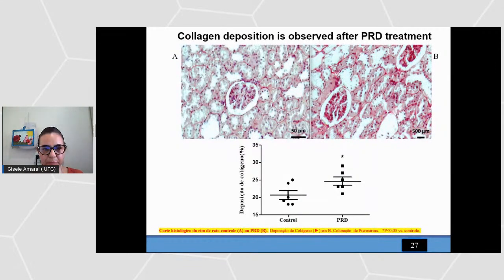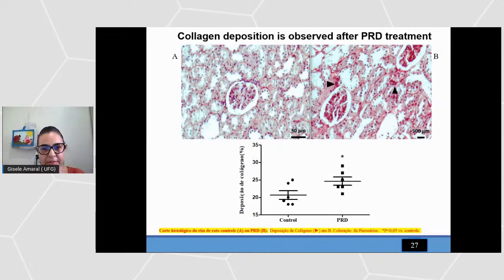It was also possible to verify that the animals treated with prednisone presented an increase in the deposition of collagen fibers in all its extension, which is characterized by the more reddish tone of this tissue.